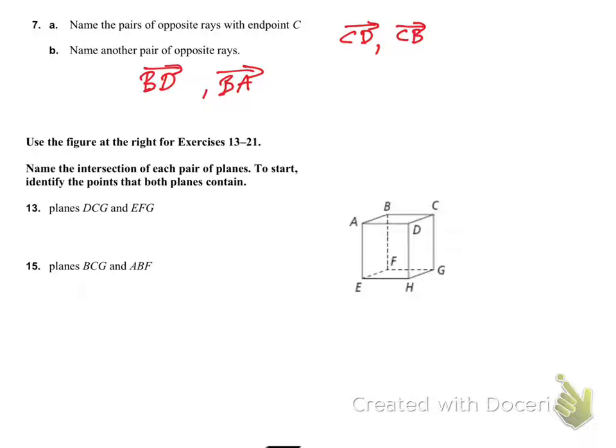13, name the intersection of each pair of planes. To start, identify the points that both planes contain. So plane DCG would be this plane right here, this whole side. And then EFG would be right here. So it's this bottom here, so it'd be HG. This segment right here, HG, is where they are going to intersect.